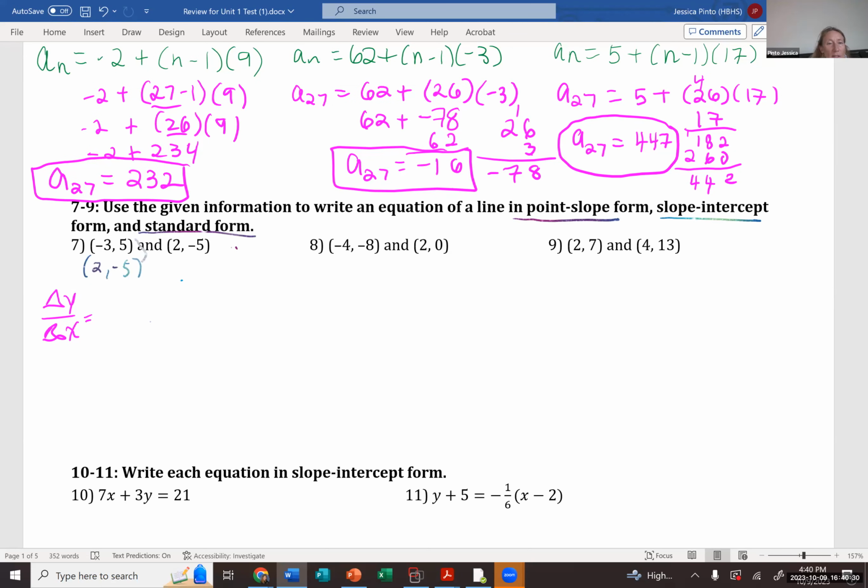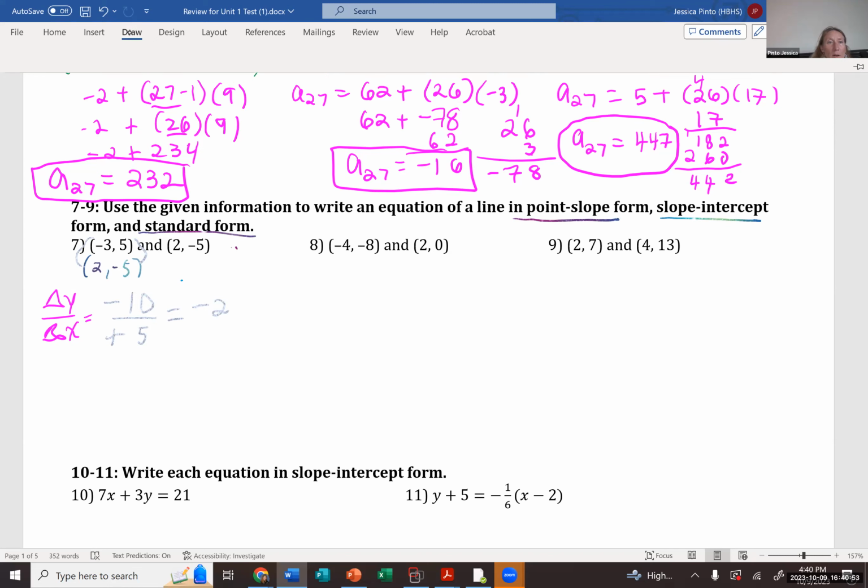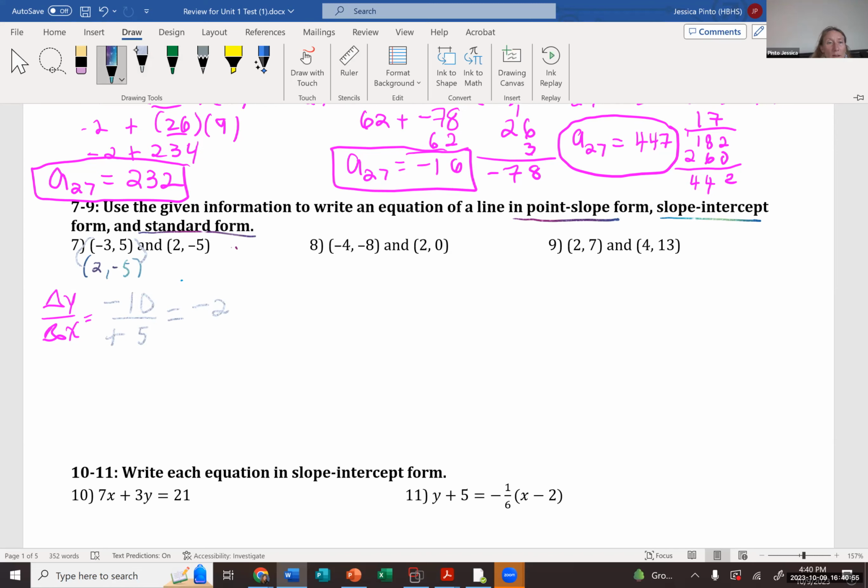So to go from 5 to -5, we went down by 10. And to go from -3 to +2, we went up by 5. So -10 divided by 5, that's going to be a final answer of -2, which I really like as my slope. Now I want to bring back to my mind the formula.